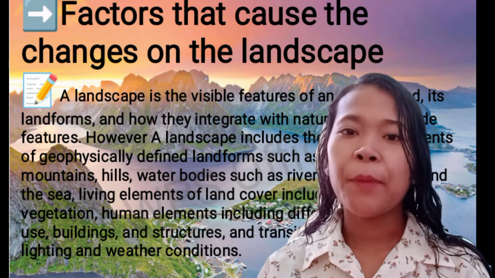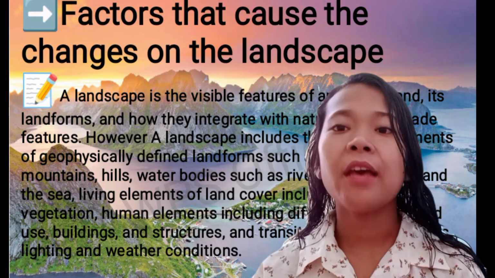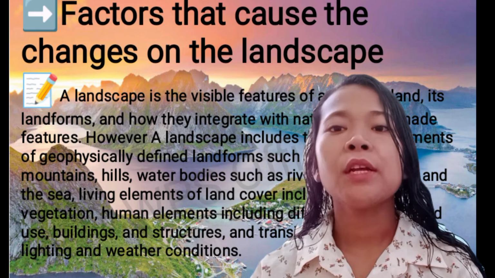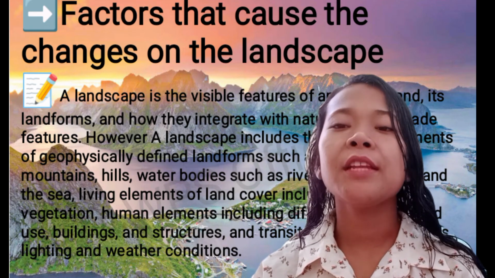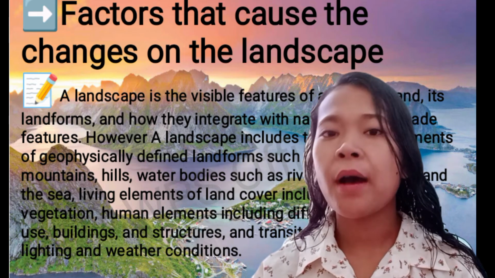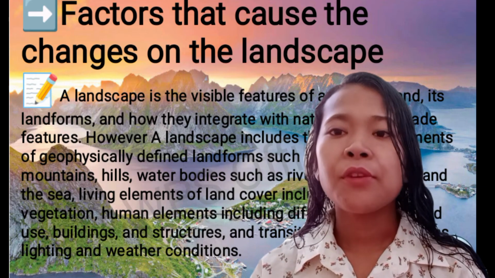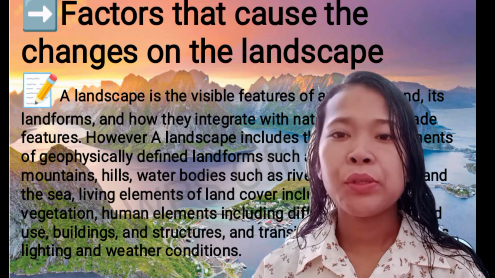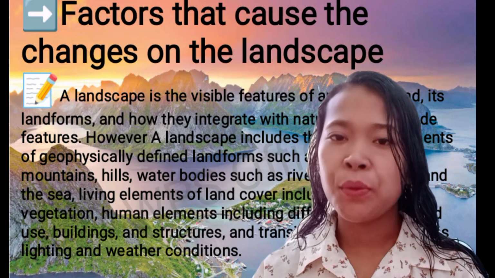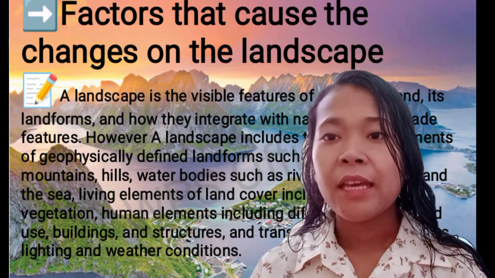First, a landscape is the visible features of an area of land, its landforms, and how they integrate with natural or man-made features. A landscape includes the physical elements of geographically defined landforms such as ice-capped mountains, hills, and water bodies such as rivers, lakes, ponds, and the sea; living elements of land cover including indigenous vegetation; human elements, including different forms of land use, buildings and structures; and transitory elements such as lighting and weather conditions.